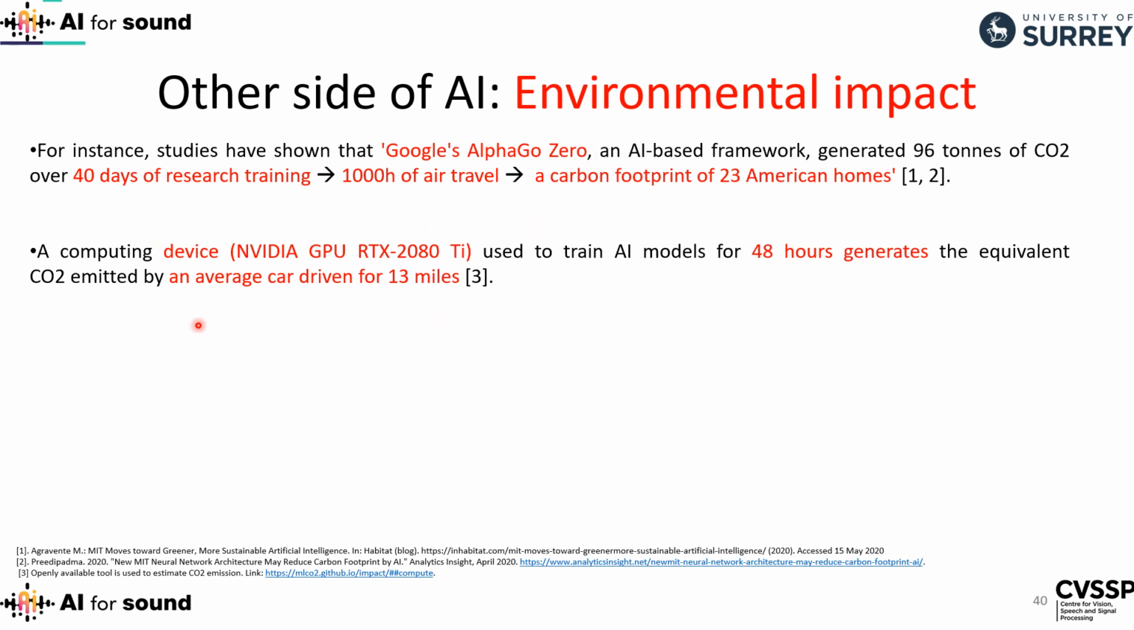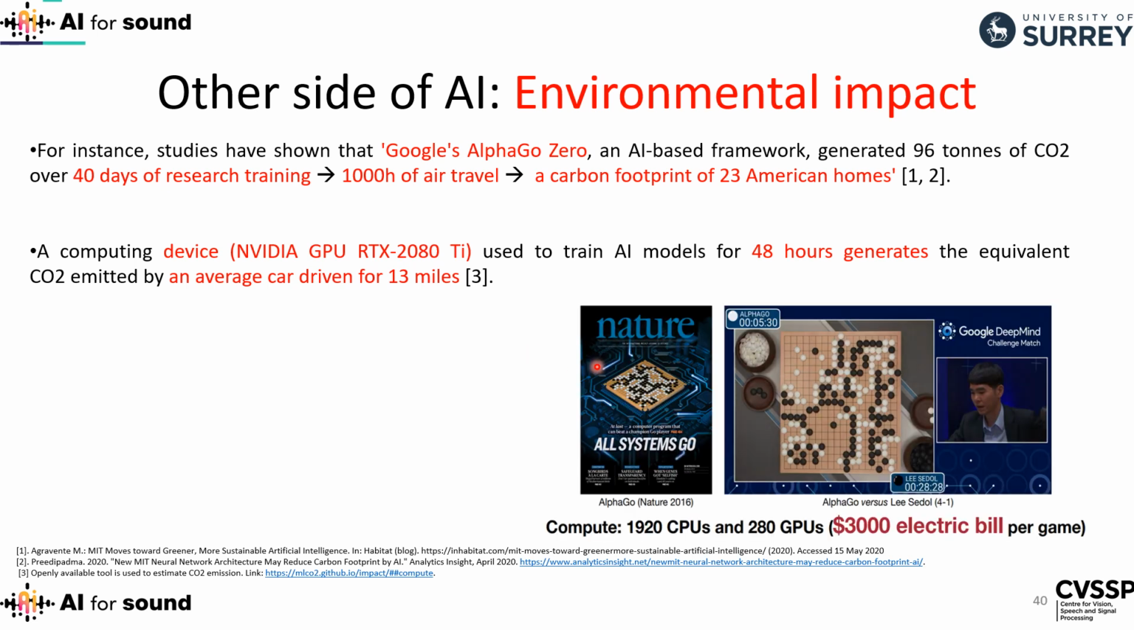And a simple example: typically in our labs we use NVIDIA GPUs. If you train a model for, let's say, 48 hours, it can generate CO2 equivalent to driving a car for 13 miles. So this impact is really huge. And Google AlphaGo takes these many resources as well. For example, to train it you need around 2,300 GPUs, which is equivalent to a $3,000 electricity bill per game. So that makes life really sad from the AI perspective.